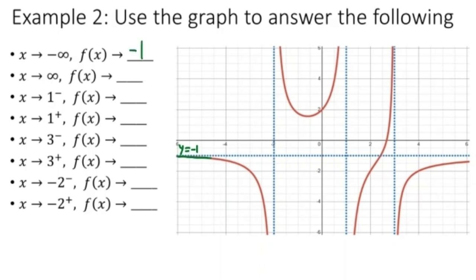So as x approaches negative infinity, we can see f of x will approach negative 1 because it's approaching that dotted line. Now for the next question, as x approaches infinity, f of x approaches blank. Since x is approaching infinity, that means we're looking at what our graph does when we go to the far right. But we can see at the far right, our graph still approaches the dotted line y equals negative 1. So as x approaches infinity, f of x will still approach negative 1.